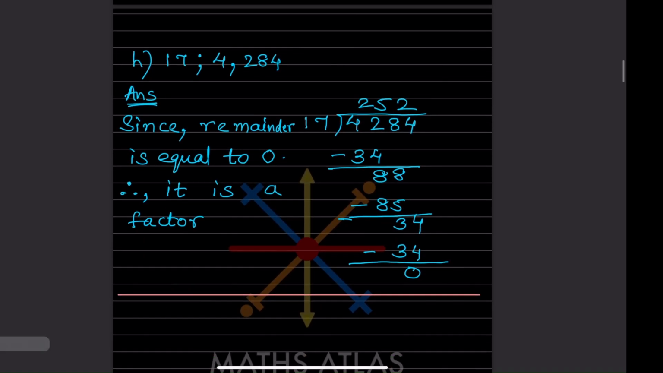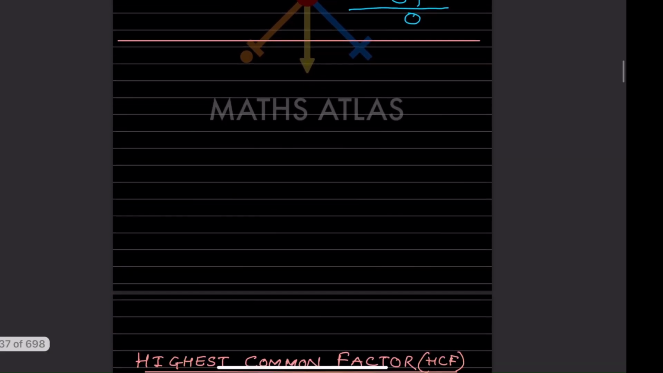So again, see, these are big numbers. So you have to see, this is a semicolon and this is a comma for this one, 4,284. So you have to be very careful with this number. This is just a semicolon, meaning this is one number and this is the other number. So here the remainder is 0. So therefore it is a factor.